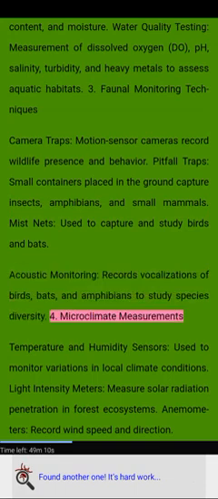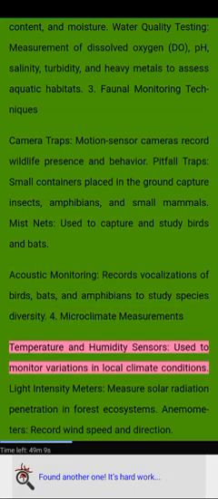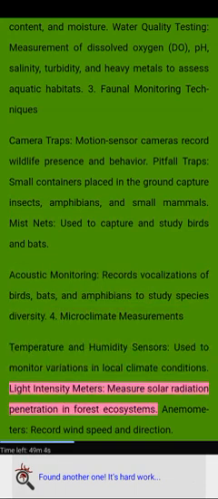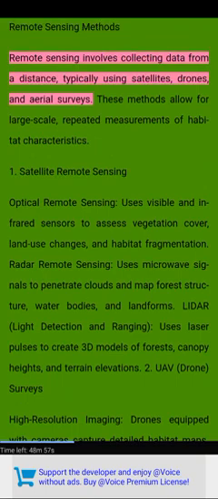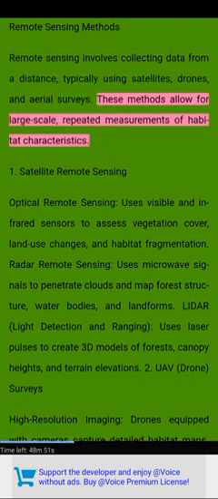4. Microclimate measurements. Temperature and humidity sensors: used to monitor variations in local climate conditions. Light intensity meters: measure solar radiation penetration in forest ecosystems. Anemometers: record wind speed and direction. Remote sensing methods. Remote sensing involves collecting data from a distance, typically using satellites, drones, and aerial surveys. These methods allow for large-scale, repeated measurements of habitat characteristics.